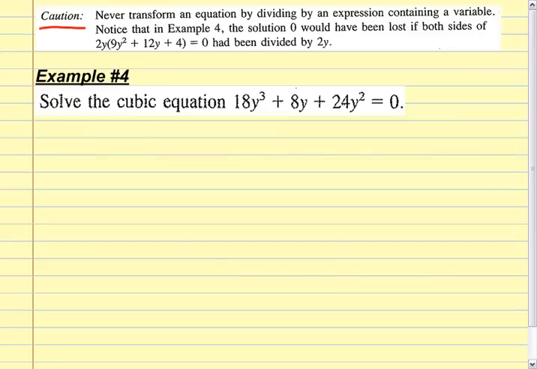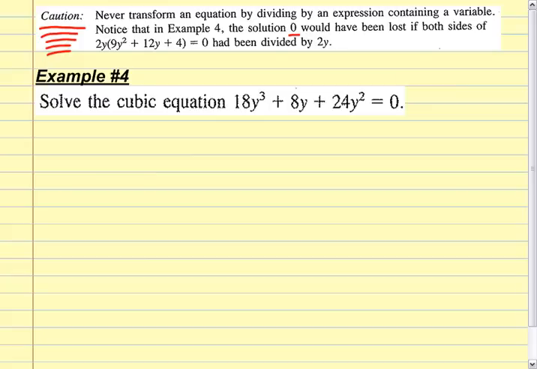Oh, look. Oh, I'm glad this is here. Caution, caution, red light, flashing. Never transform an equation by dividing by an expression containing a variable. Notice that in example 4, the solution 0 would have been lost if both sides of 2y times 9y squared plus 12y plus 4 equals 0 had been divided by 2y. If you divide by 2y on both sides, you don't get that 0 solution. It just goes away and you lose it. That would be bad. Never divide both sides of an equation that has a variable on it.